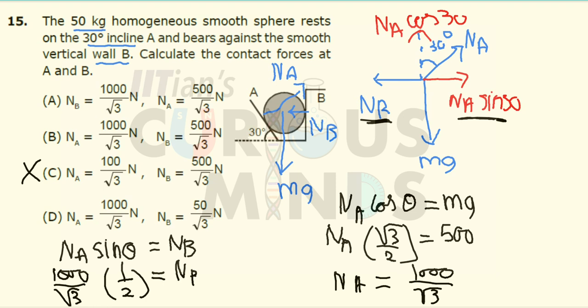So if I calculate the value over here, NB will be equal to 1000 divided by 2 root 3, which is 500 by root 3. This will be the answer. So NB is equal to 500 divided by root 3, which is option number B. That is, Na is equal to 1000 by root 3 and NB is equal to 500 by root 3, which is option number B.